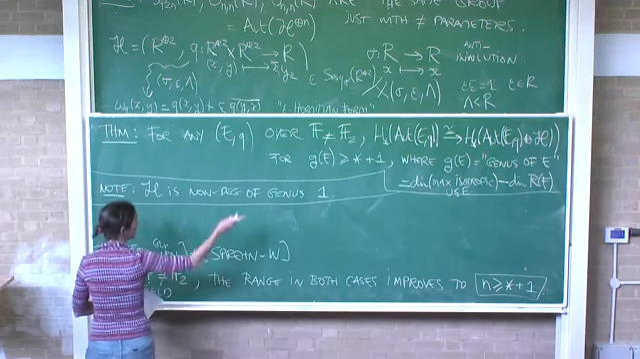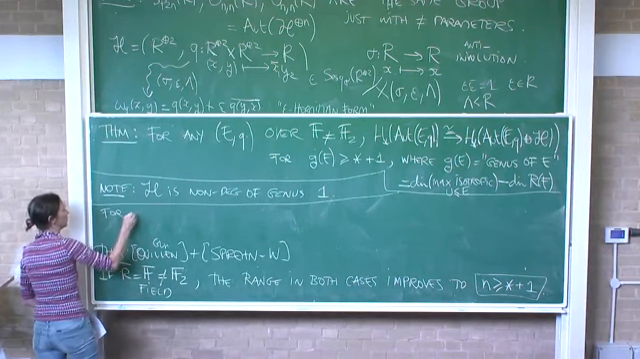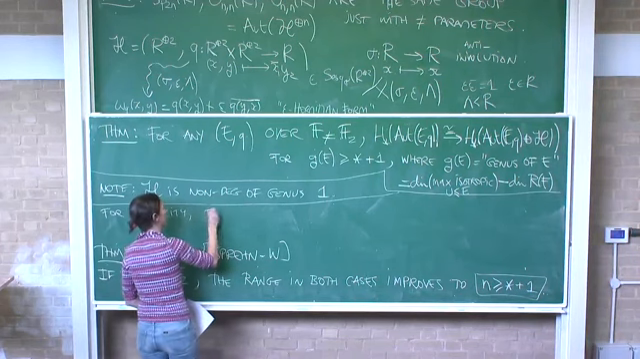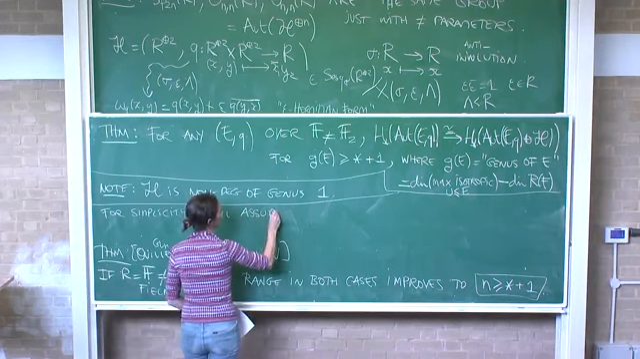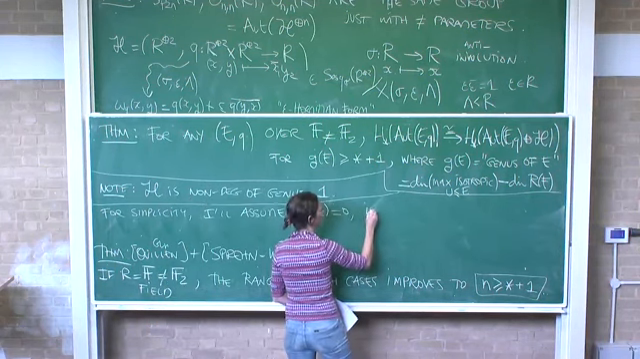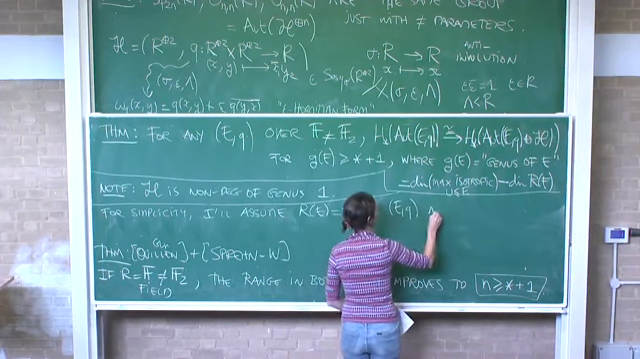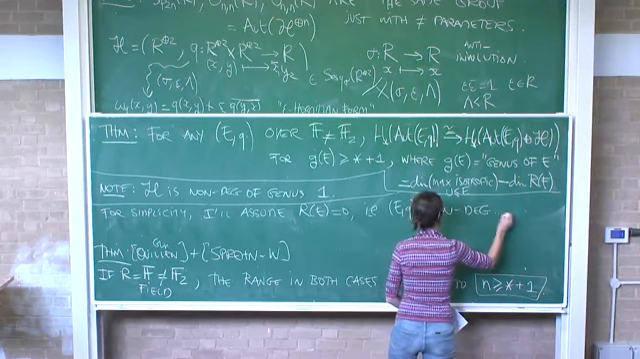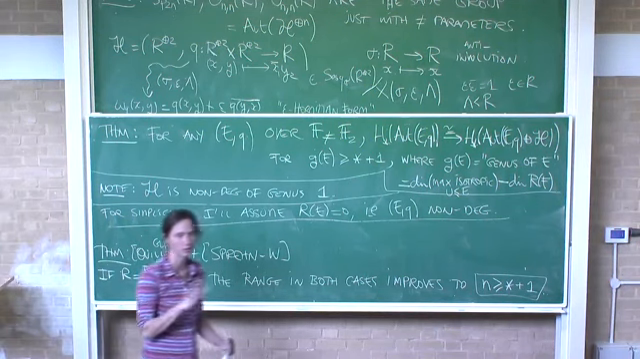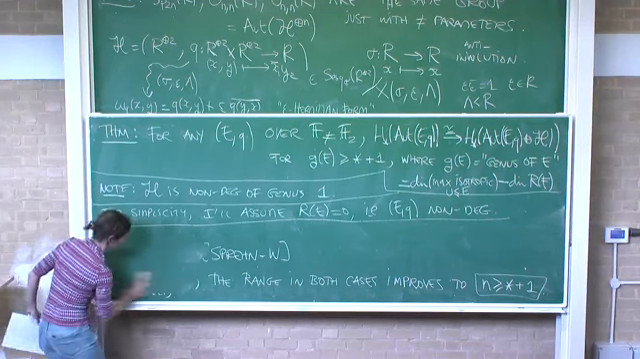For simplicity, I'll assume that this I is 0, which is non-degenerate. So it won't show up for a bit, and it will disappear from now on. You can put it in. It's a little bit painful, but it's possible.